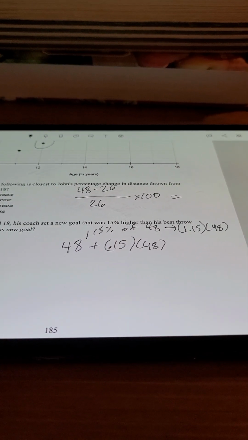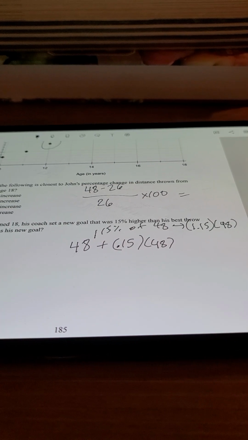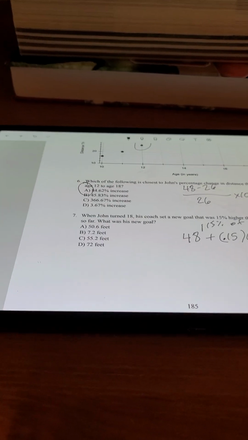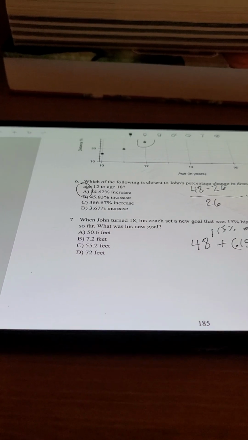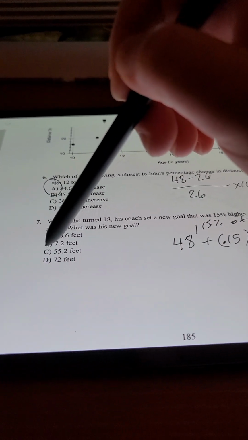So let's put that in the calculator. That gives you 55.2. So it would be C for this one.